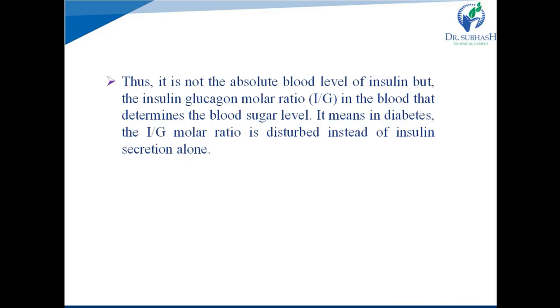So from this we can say that it is not only the level of insulin in our blood which is the main cause of diabetes, but it is the insulin glucagon ratio in the blood that determines the blood sugar level. Which means in diabetes the insulin glucagon ratio is disturbed instead of insulin secretion alone. Because of that, the blood sugar level is disturbed, and because of that diabetes is developed.